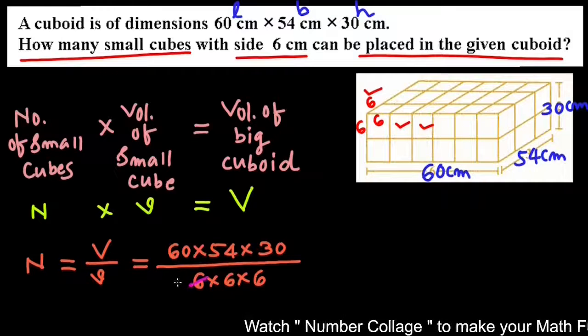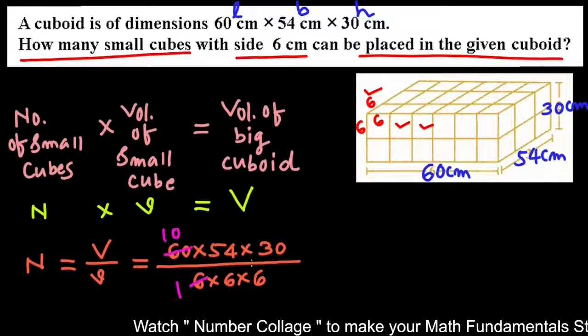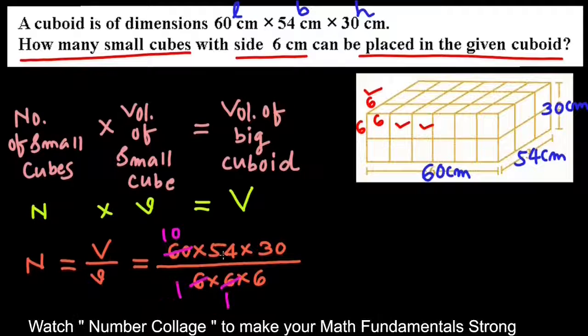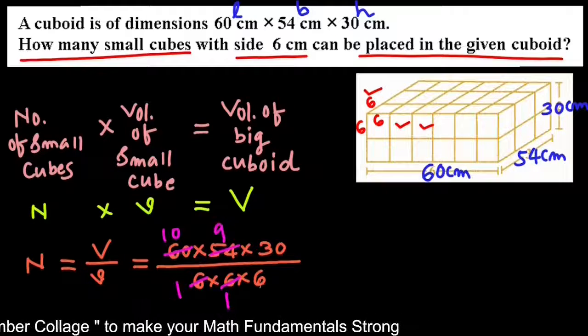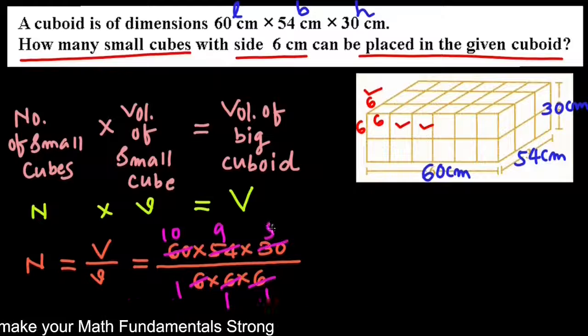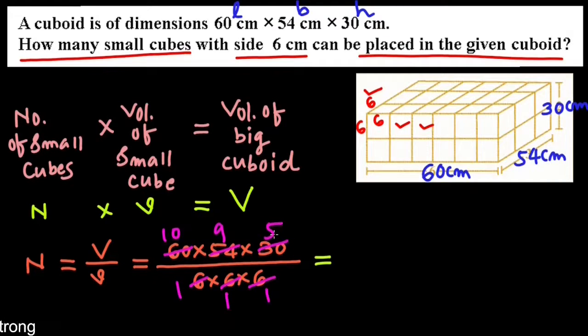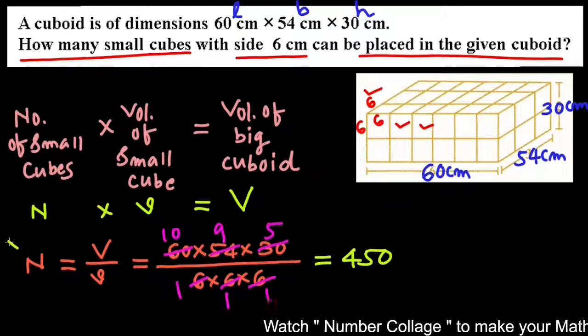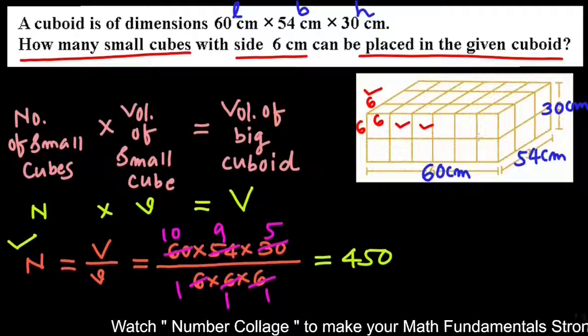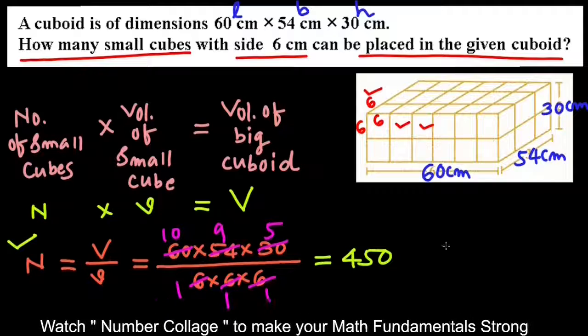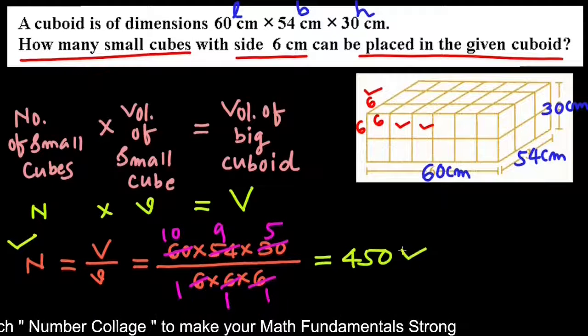Now here 6 ones are 6, 6 tens are 60, 6 ones are 6, 6 nines are 54, 6 ones are 6, 6 fives are 30. So it will be 9 fives are 45, 45 into 10, that is 450. The number of small cubes that can be placed within the boundary of the big cuboid will be 450.